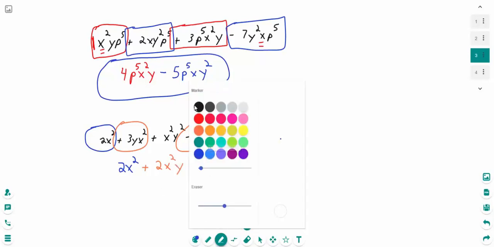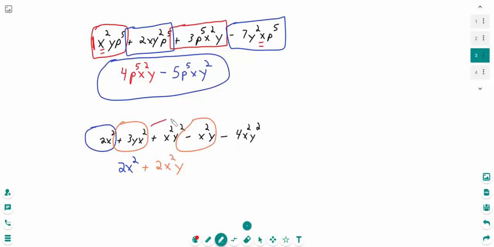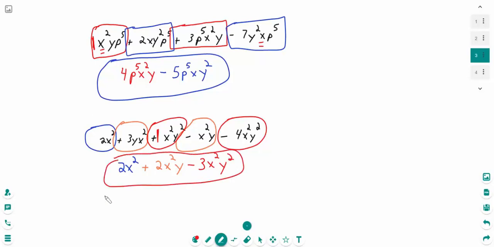And then finally, we've got this positive x squared y squared. Notice x squared, y squared are also present over here. That would be a like term. We can combine them. This is a positive 1. So a positive 1 and a negative 4 is going to give us a negative 3x squared y squared. Excellent. That would be our solution.